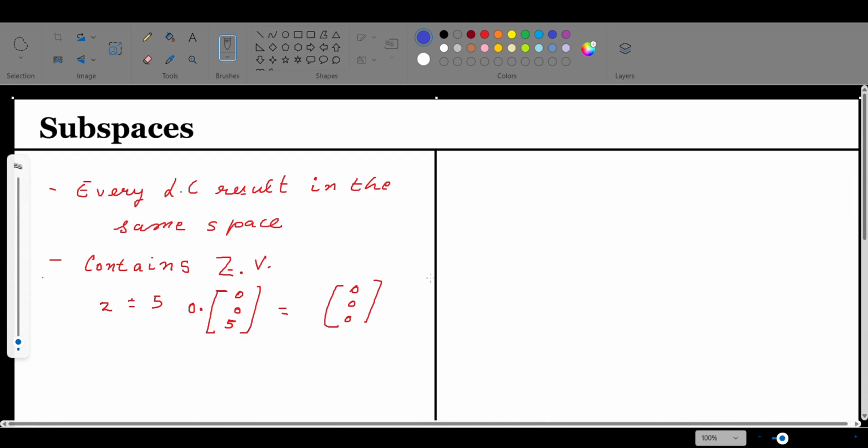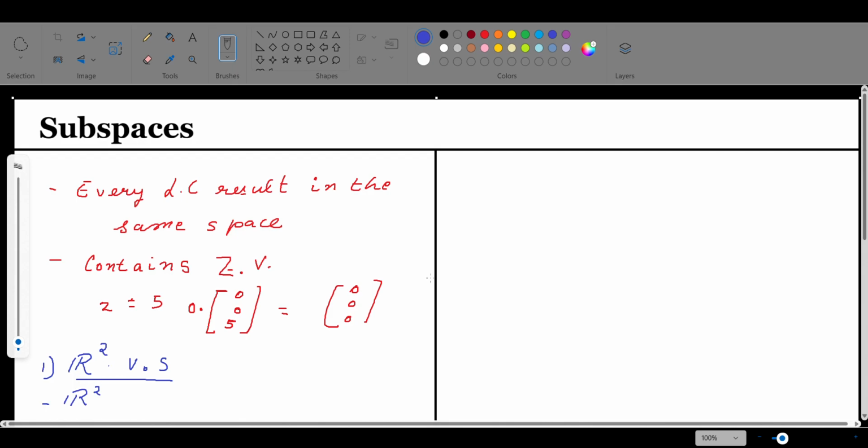So the first thing I wanted to talk about was the R2 space. Let's start with a very small space, the R2 vector space. What are its subspaces? So the first one is R2 itself, because it is a vector space, right?